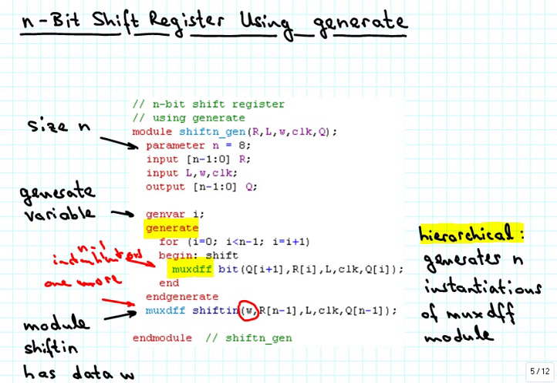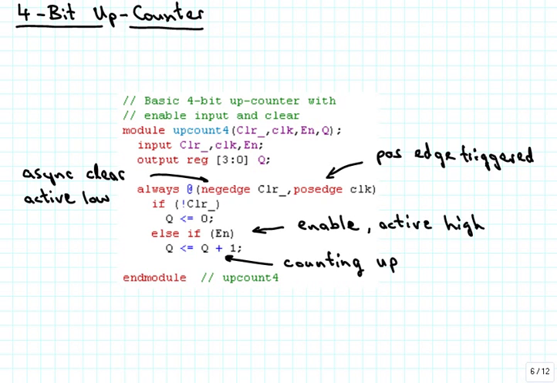Now let's take a look at some counters. We start again with something simple. This is a 4-bit up counter. So the module is called upCount4. It has a clear input. Again, this is an active low clear. Then a clock input, an enable input, and a Q output. It is hard set to a size of 4 here.